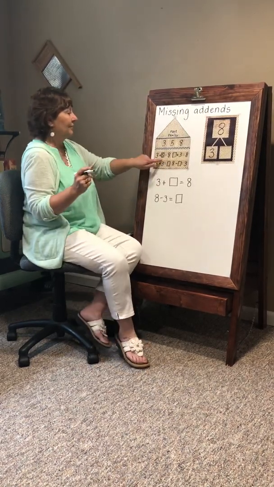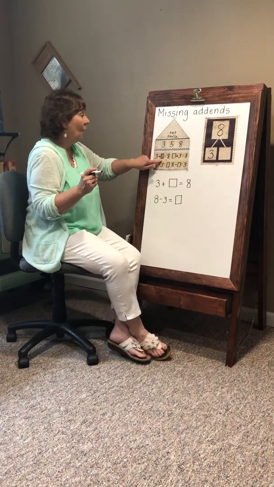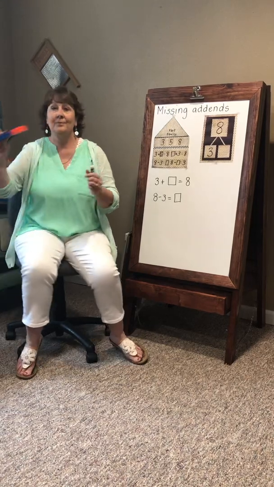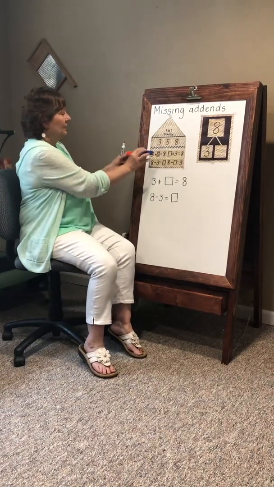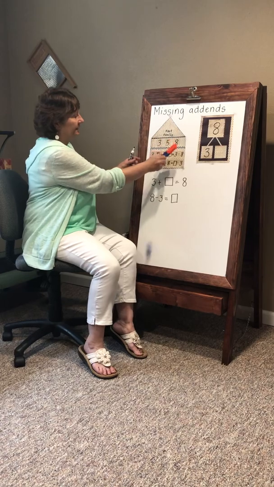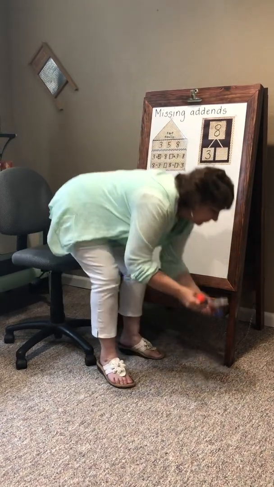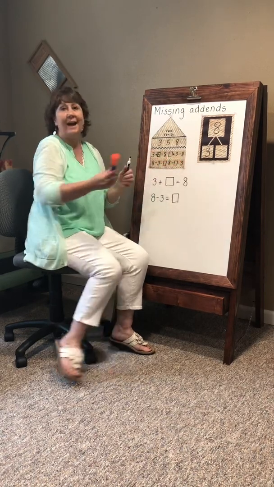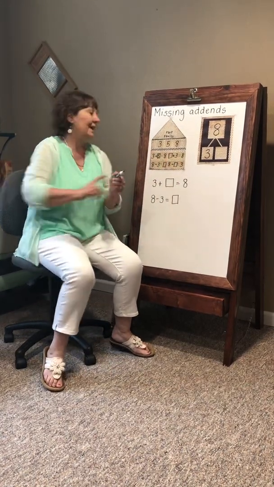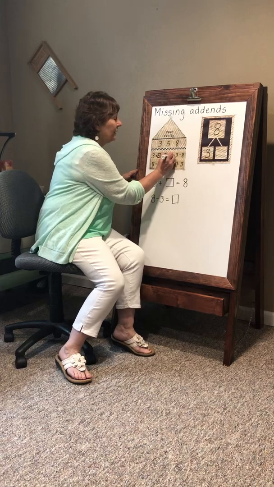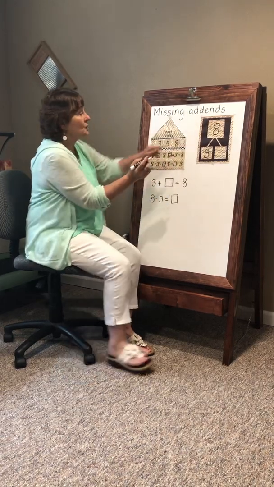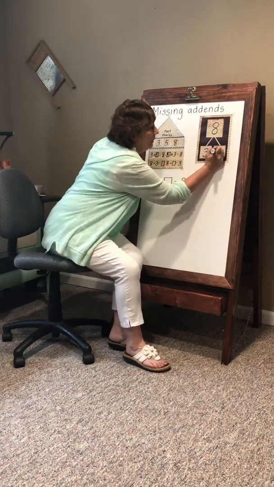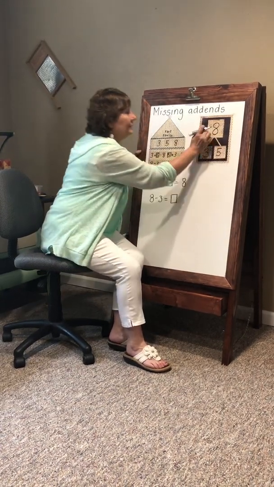It doesn't matter if it's the second add-in or if it needs to be the first, because if I have 3 plus 5 and I switch this over, you can see the 5 is first and the 3 is next. They still equal 8. So my 5 could be here. So what is my missing add-in? It's a 5. 3 and 5 equals 8.